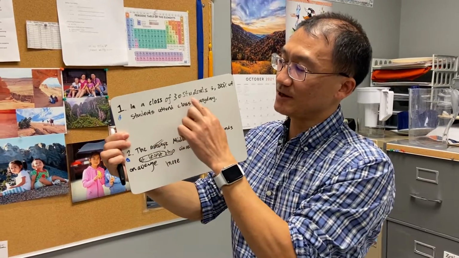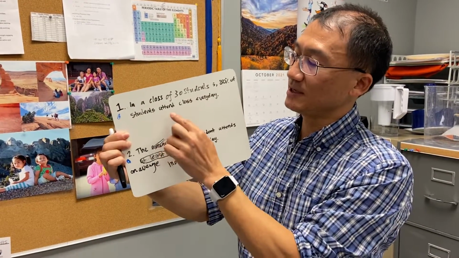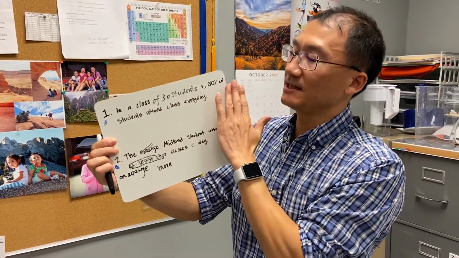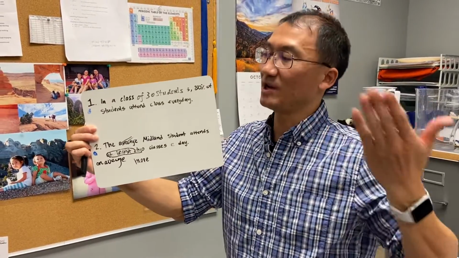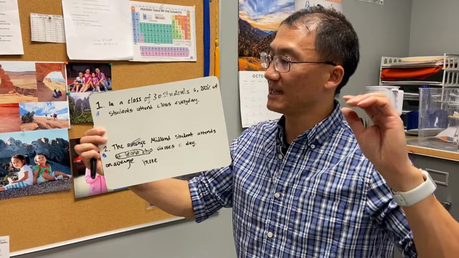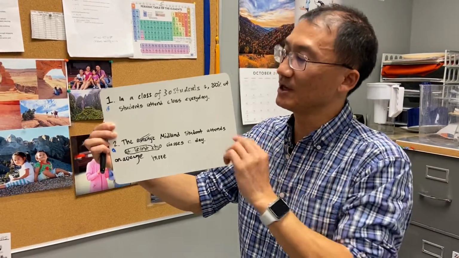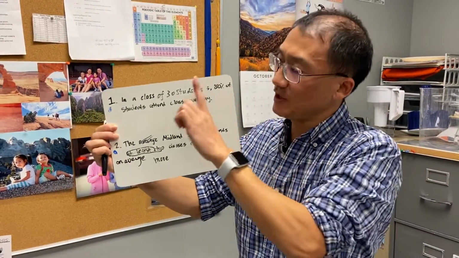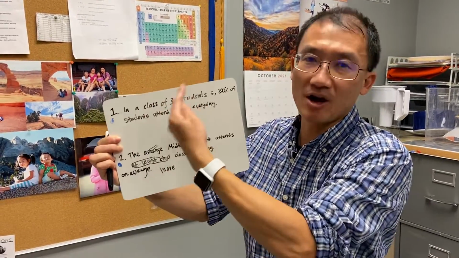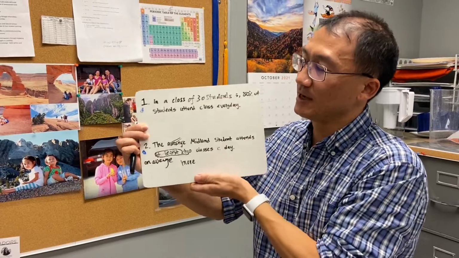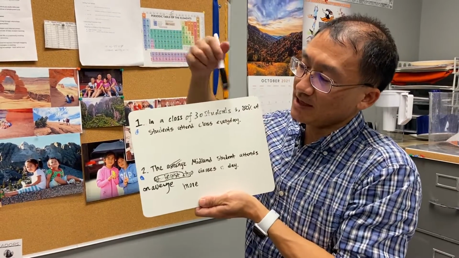In a class of 30 students, 80% of students attend class every day. This is a statement that is about a percentage. That's one of my requirements, write a statement related to a percentage. So you might want to pause the video at this point and resume it once you figure out what's wrong with this statement. So what is wrong with this statement?